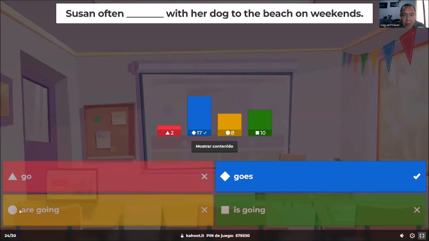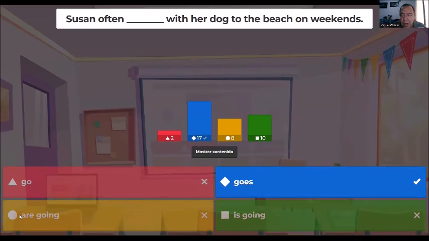Susan often goes with her dog to the beach on weekends. Remember that with the third person, he, she, it, usually the verb adds s or es. In this case, go adds es, goes. Susan, she often goes with her dog to the beach on weekends.